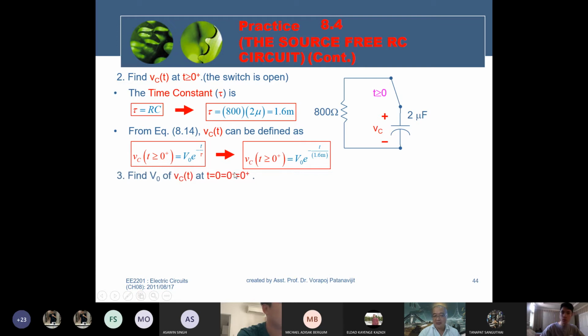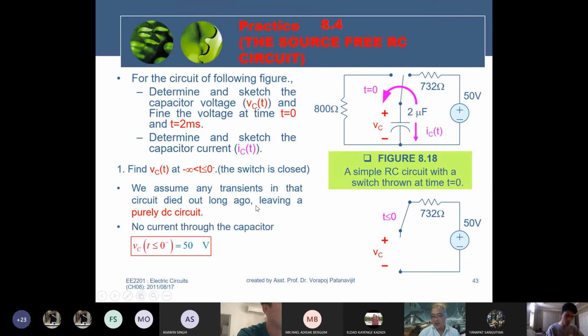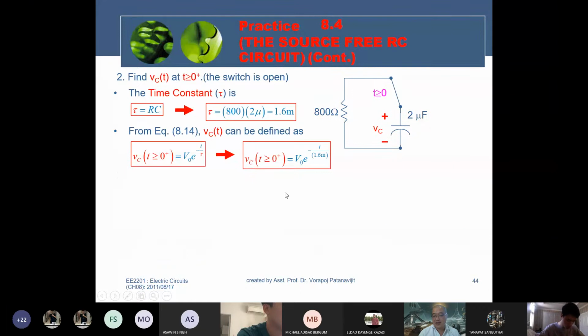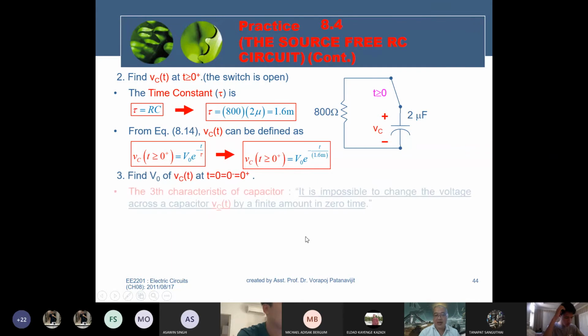For time less than 0, in the previous step, you know that VC equals 50 volts. For time greater than 0, VC equals V naught e to the power of minus t divided by 1.6 milliseconds. Both of them are equal when time equals 0. From the third characteristic of the capacitor, it is impossible to change the voltage across a capacitor by a finite amount in zero time. Therefore, VC for time less than 0 and VC for time greater than 0 must be equal when the switch is activated at time equal to 0.